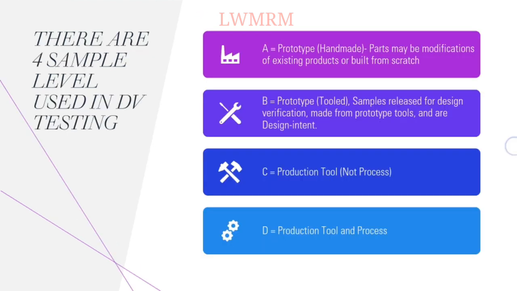There are 4 sample levels used in design verification testing. A equals prototype, handmade, parts may be modifications of existing products or built from scratch. B equals prototype, tooled, samples released for design verification, made from prototype tools, and a design intent. C equals production tool, not process. D equals production tool and process.